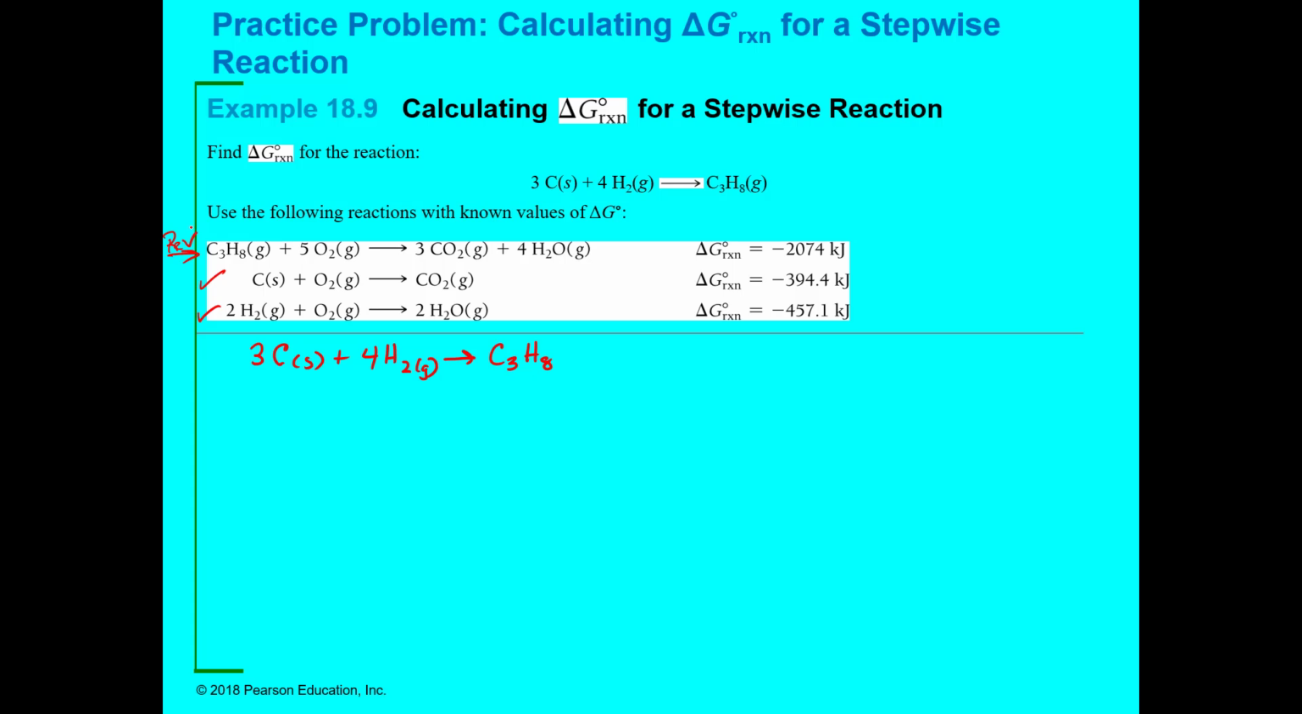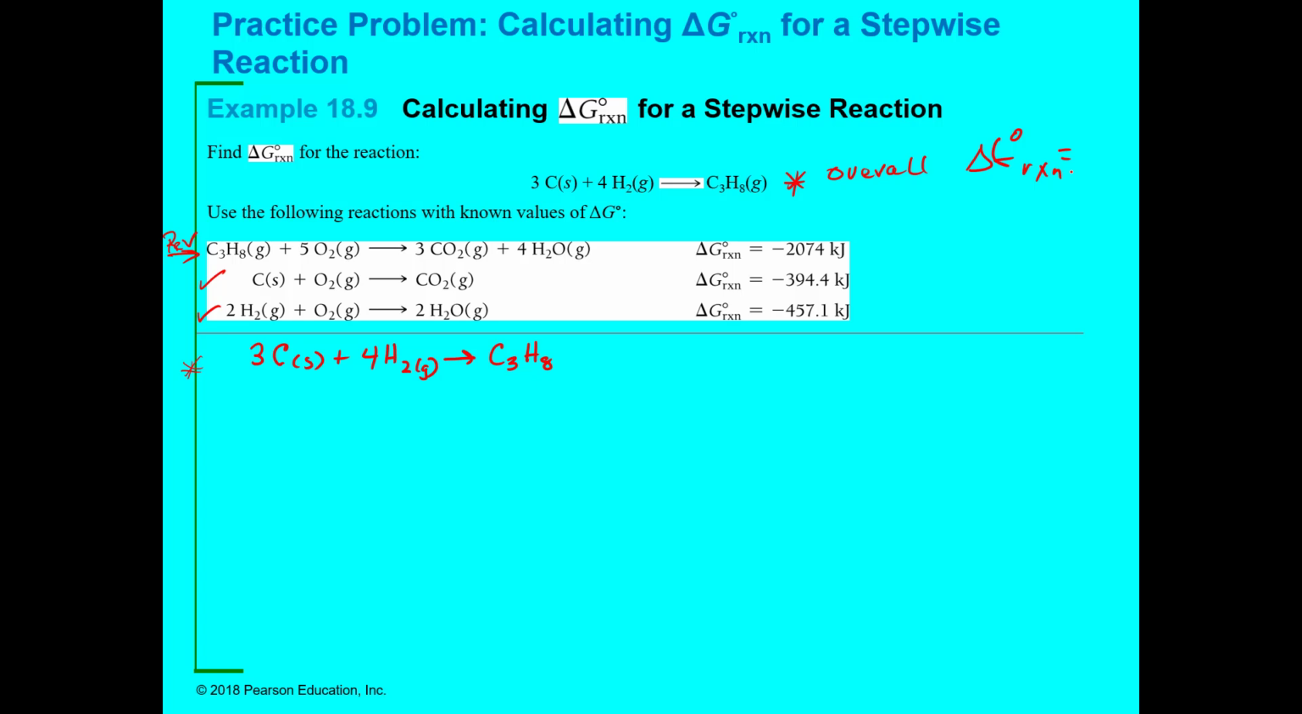So I already know I got to reverse that one. And then I'm going to have to multiply them by whatever number it takes to get them to have the same number of moles when I get done after I cancel out, as my final overall reaction. Okay, so that's the overall reaction. And I'm calculating the delta G0 of the overall reaction.